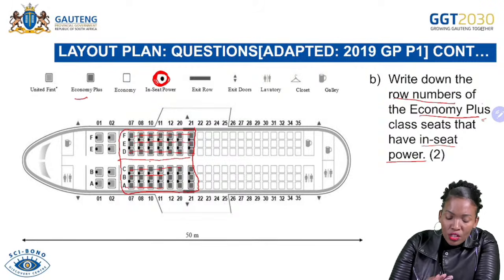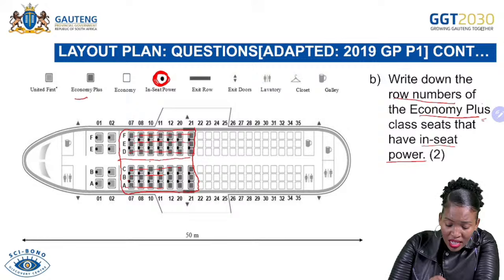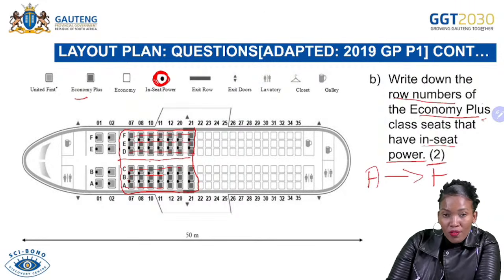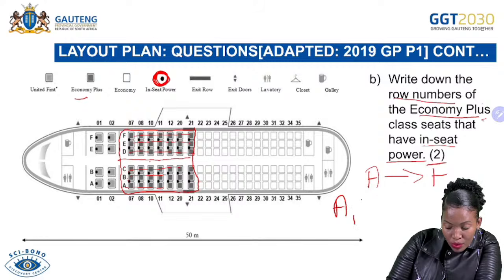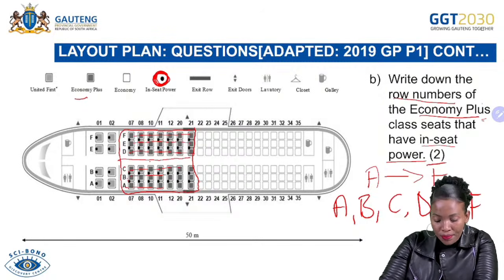And it's difficult to tell if this socket is for row A or for row B. If this socket is for row B or row C, it's very difficult to tell. So all of them are sharing. So I think it is safe to say from row A right up until row F. Or if you want, you can write all of them: A, B, C, D, E, and F. They all have the power socket.